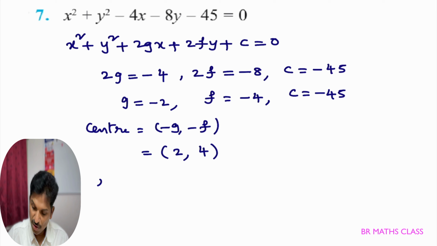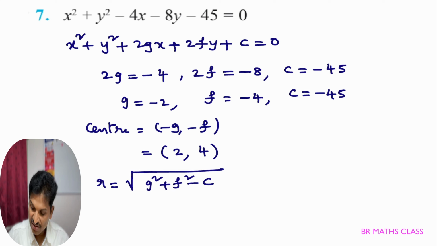Radius. What is the radius formula? Radius formula is root over G square plus F square minus C. What is G square? You know G here. What is G? G is minus 2. G square is 4. Okay. Plus F square. What is F square? Here F is minus 4. F square is 16 minus C. C is minus 45. Okay. So here this is 20 plus 45, that is 65. So radius is root 65.